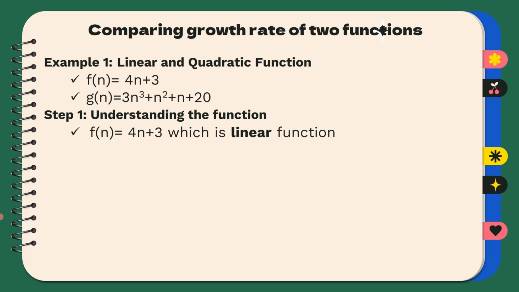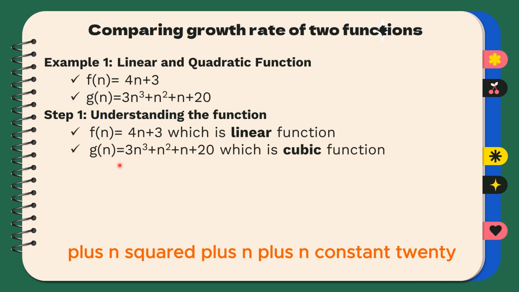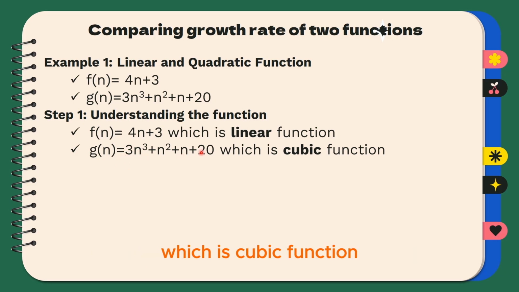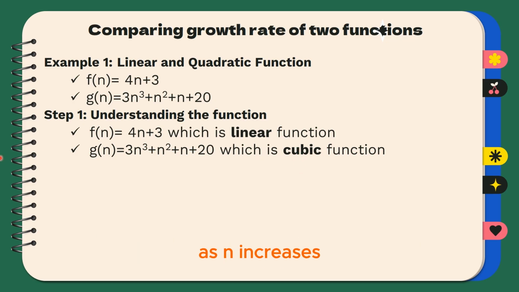Next, we have g of n equal to 3n cubed plus n squared plus n plus a constant 20, which is a cubic function. This function grows much faster than a linear function as n increases.